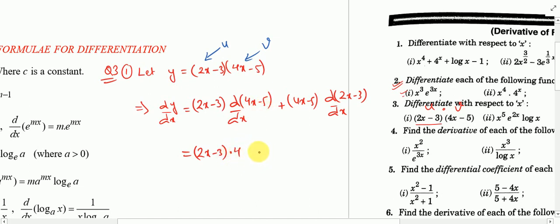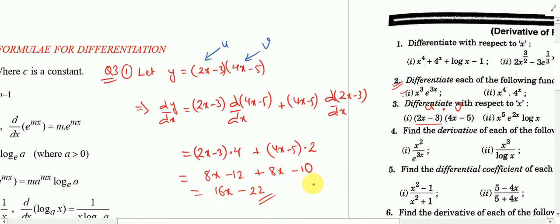So this will be written in multiplication, and here 4x minus 5, and if you differentiate 2x minus 3, you will get simply 2. Now you can open the bracket, so you get 8x minus 12 plus 8x minus 10, so 16x minus 22. This is the answer.